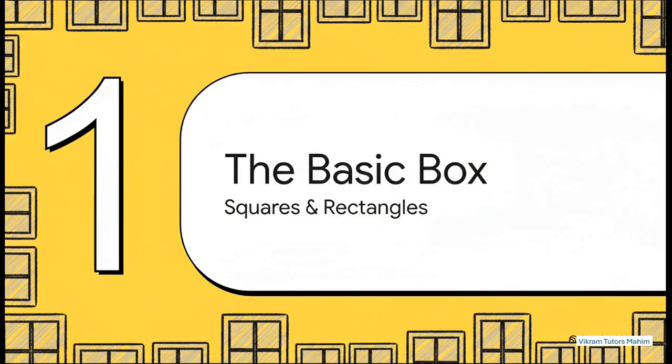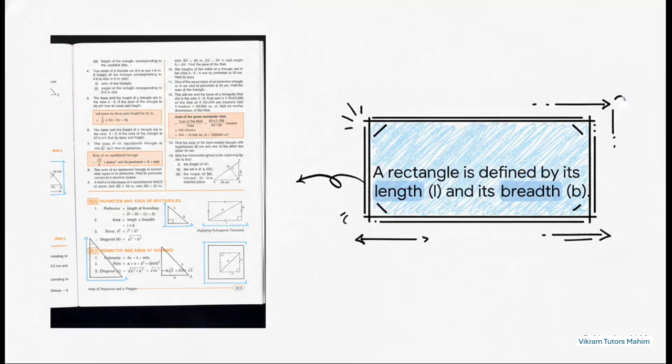We're going to begin with the real building blocks of so many things we see every day, squares and rectangles. So first, the rectangle. As you can see here, it's defined by just two key measurements. Its length, which we'll call L, and its breadth, or its width, which we'll call B. And that's pretty much all you need to know to get started.